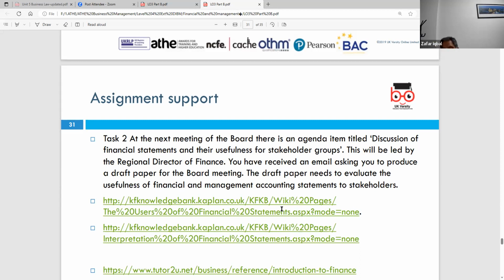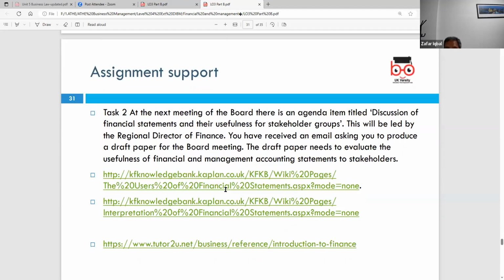They won't understand any cost. They want to know how much money they're getting for the return. So yes, financial profit. You compare the usefulness of financial and management accounting statements to stakeholders, to shareholders, to investors, to banks and so on. So you need to look at that, and you can use these resources. You can go onto this website and look at them and make use of these resources, or you can go onto the internet and type in the usefulness of financial and management information accounting systems to stakeholders, and you'll get some materials on it.